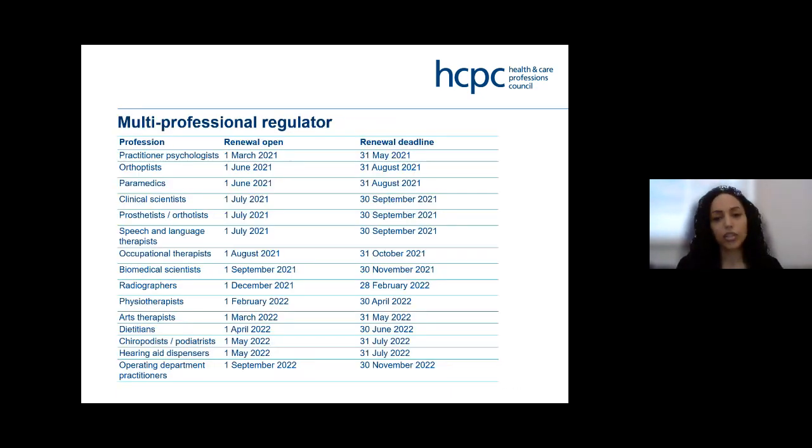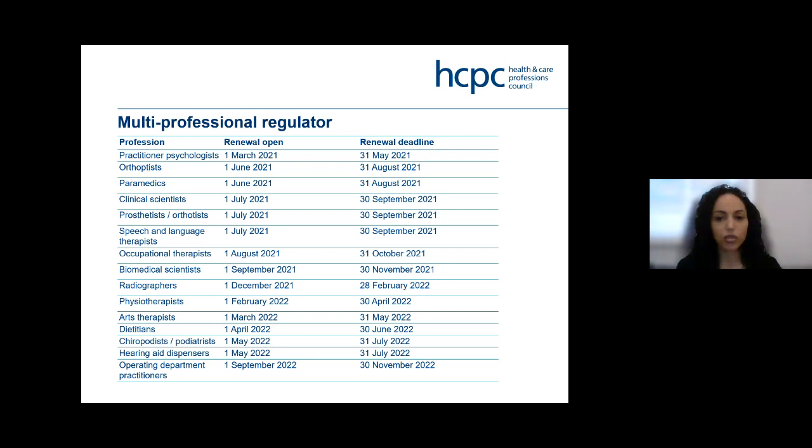We are a multi-professional regulator, so unlike a lot of other health regulators who only regulate one profession, we are actually a multi-professional regulator, which means we have 15 different professions on our register. And you can just see here is a list of all the professions we regulate. So I know I am joined today by a number of different professions, so I welcome you all.